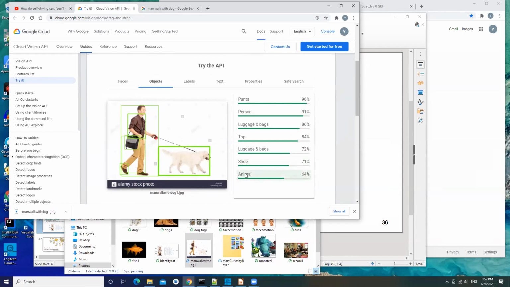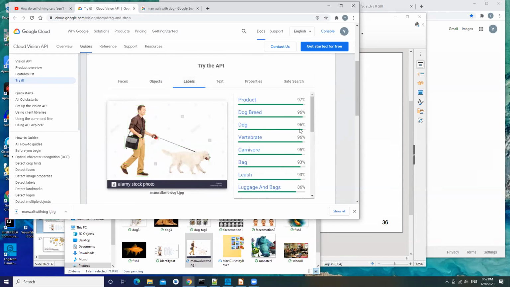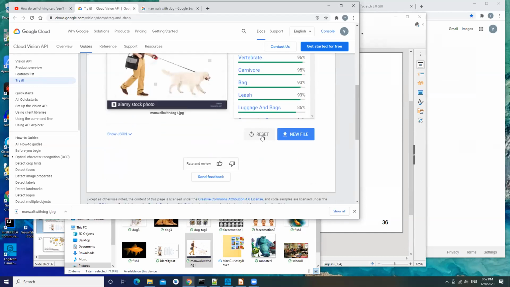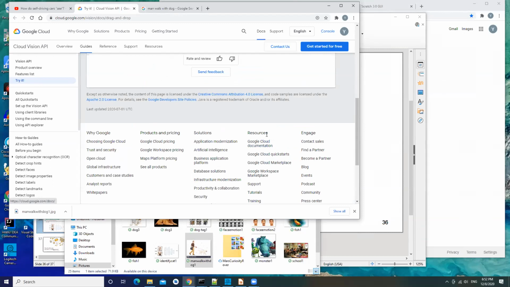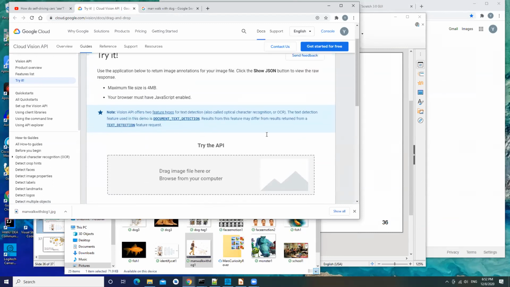I'm not quite sure why they don't just say this is a dog. Probably they don't fully understand that. But they are able to find that this guy has a shoe, and they have the top and different kinds of things. Oh, they do find the dog. That's my bad, okay. So they do have a lot of different labels. That's a very interesting concept about how they can understand it.